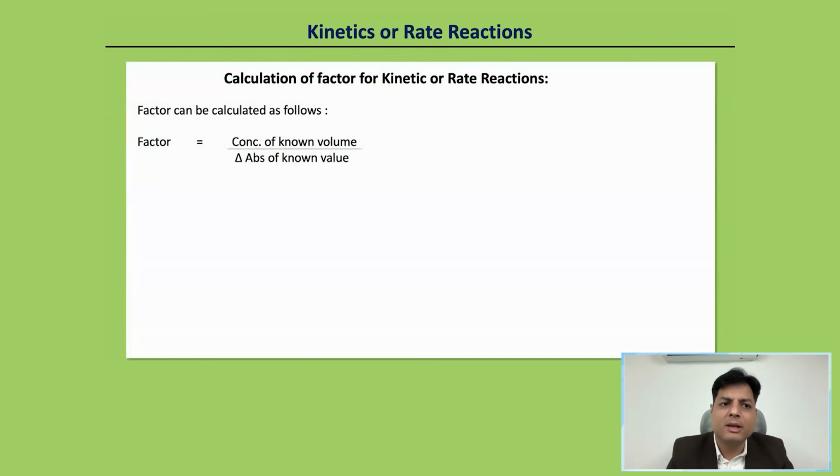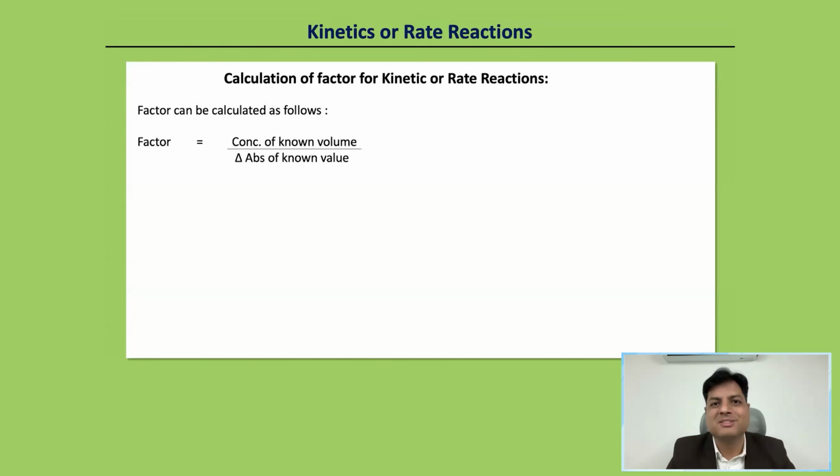Now, friends, how do we calculate the enzyme activity? Again, Beer-Lambert's law is used. In case of endpoint reaction, the factor was calculated by the concentration of the standard, or the known value, divided by the absorbance of the known value. That was possible because we only took one absorbance.